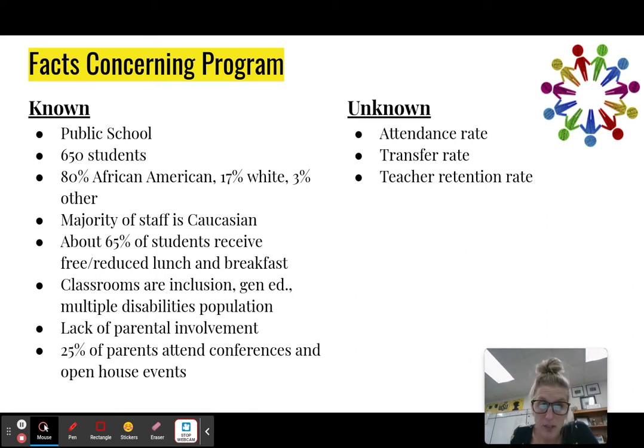What we know about the program, it's a public school, 650 students, majority African American, but the majority of the staff is Caucasian. That creates a situation. About 65% receive free and reduced lunch. The classrooms have inclusion, general ed, and multiple disability populations. There's not much parent involvement. 25% attend conferences and open house. So those are some facts. And then we don't know the attendance rate. That can make a difference on these state test scores. We don't know the transfer rate. Are kids coming in and out, moving a lot? And what's the teacher retention rate like?